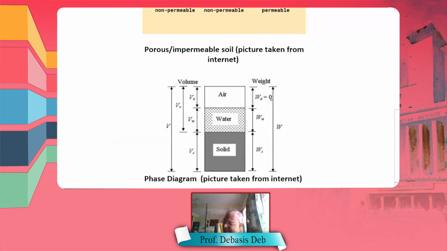So what you can see is the volume of void is basically VA and VW together. Air volume and water volume together is the volume of void. And here, in weight, this will not be considered. So air has volume, but no weight. Remember that. That creates confusion, while we do some definitions as well as calculations.